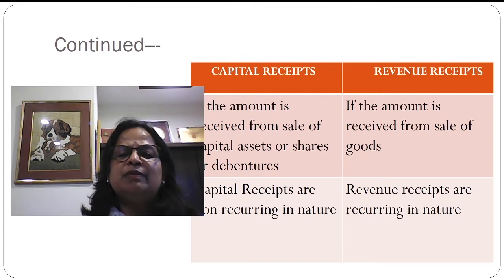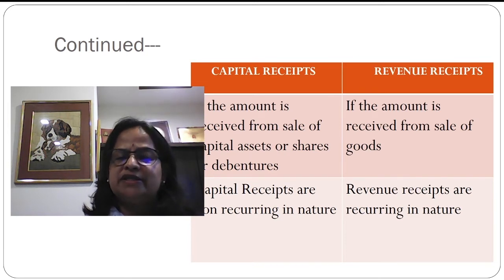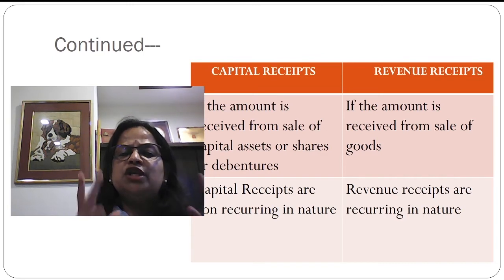Next point you have to remember, capital receipts are non-recurring in nature. I told you, for 28 years I filed my tax returns, right from the time I started working. But only twice I reported capital gain. So capital receipts are not going to recur every day. Once in a while only we will get.